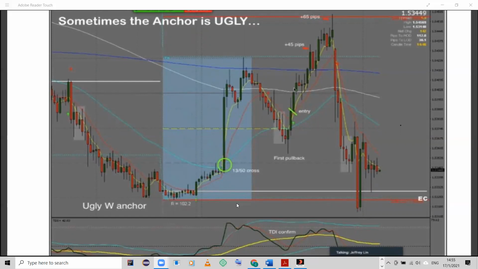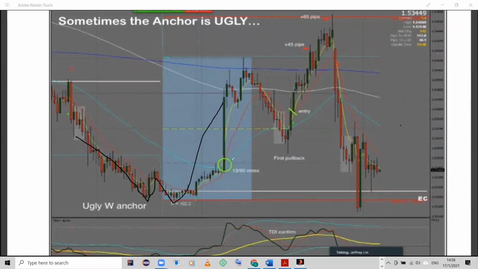So let's continue. We're looking for the same things. The anchor, we've got a W anchor. This time it's a bit ugly, not as beautiful as the textbooks might tell us.